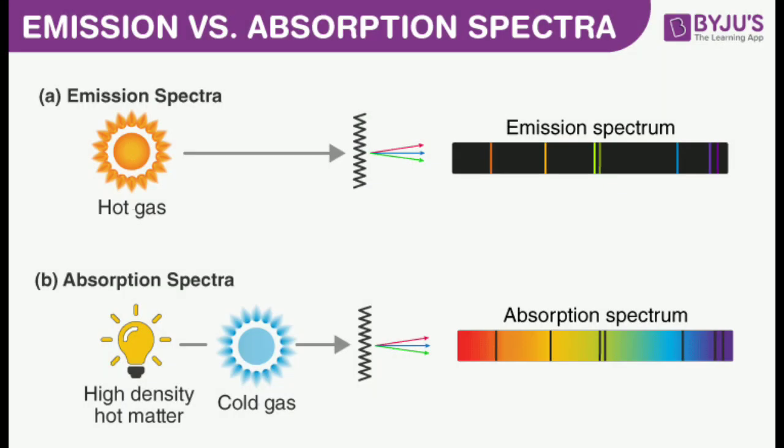Let us differentiate absorption spectrum and emission spectrum. Absorption spectrum is produced when atoms absorb energy, while emission spectrum is produced when atoms release energy. Absorption spectrum shows dark lines or gaps, while the emission spectrum shows colored lines.